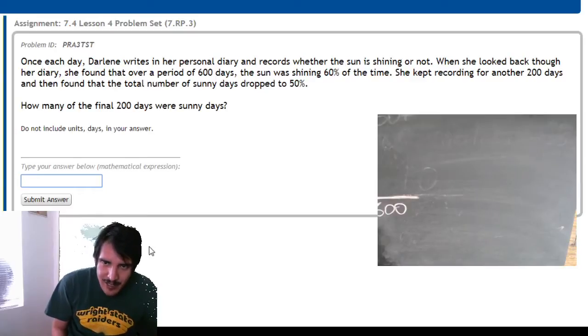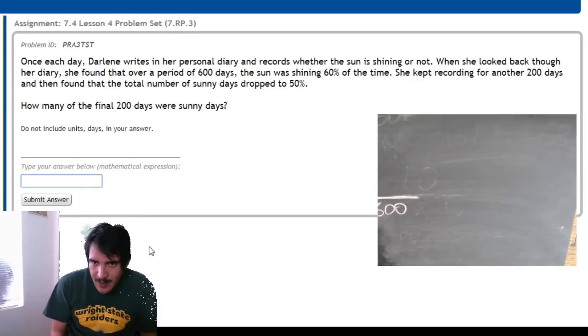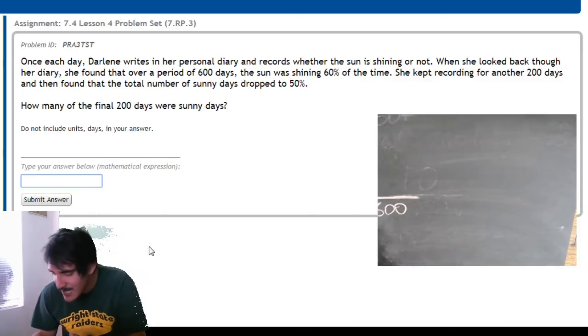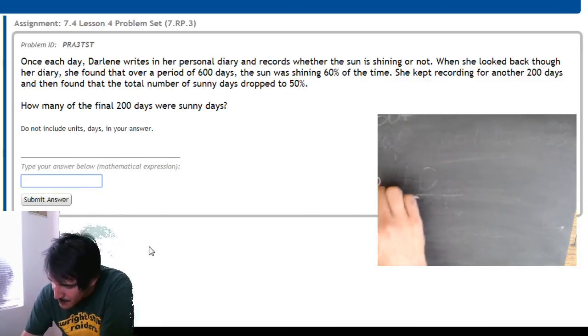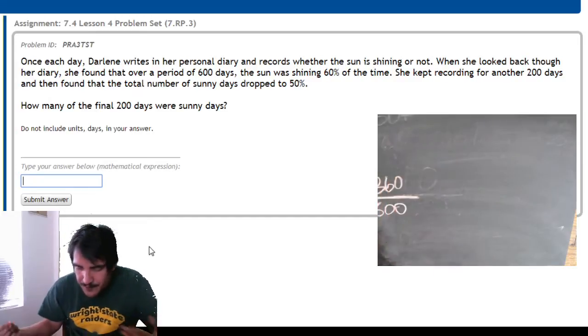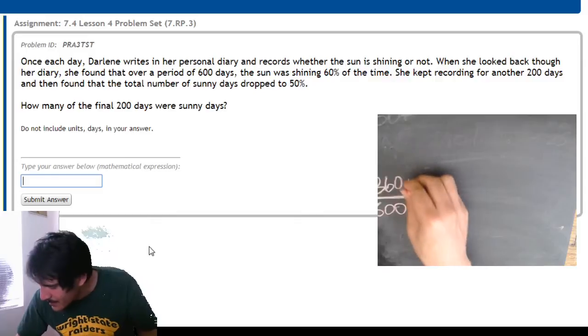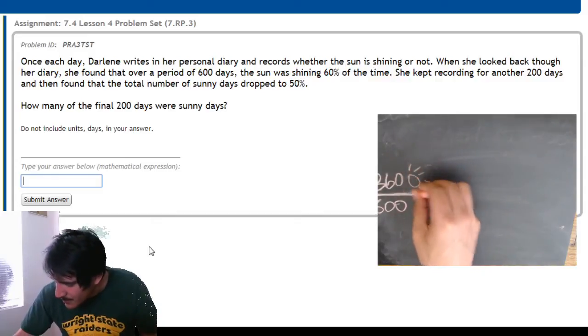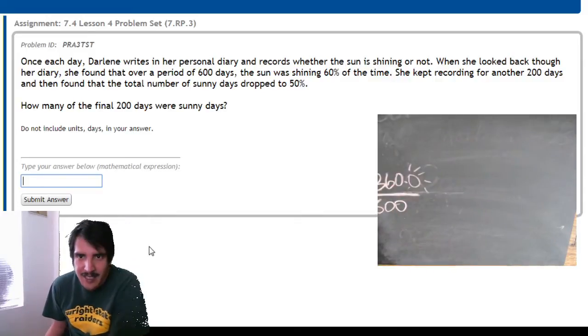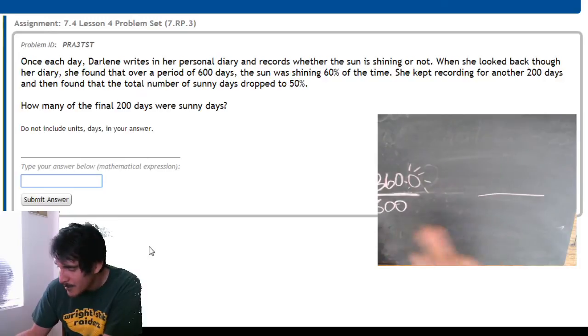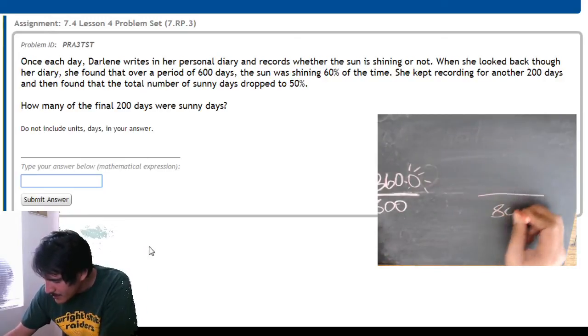60% of 100 is simply 60. So 60% of 600, you must take that 60 and do times 6, because it's 600. So out of those 600 days, 360 were shining. I'll put a little sun there. Okay, 360 shiny days. She kept recording for another 200 days. So now instead of a total of 600 days, we had a total of 800 days.